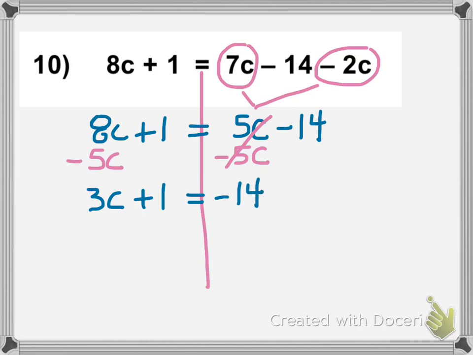Now we've got a two-step equation. Our variables are on the left. We're going to move our constants to the right. The constant we need to move over is the plus 1. We're going to move it over by subtracting 1 on both sides. When I subtract 1 from 1, I get 0. Let's bring down what's left.